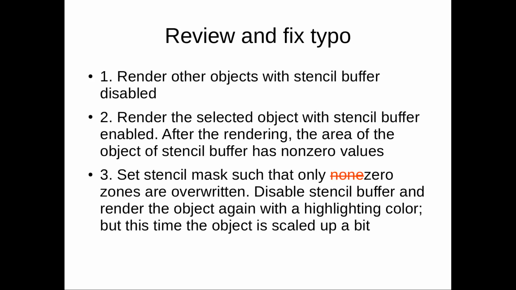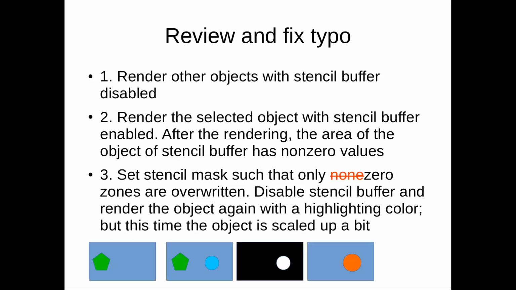This is a slide from the previous video. There is a typo inside. In the final step, we overwrite zero zones instead of non-zero zones. As you can see in the last image, only the zero zones, I mean the black area, is overwritten by the highlighted colors. That's it.